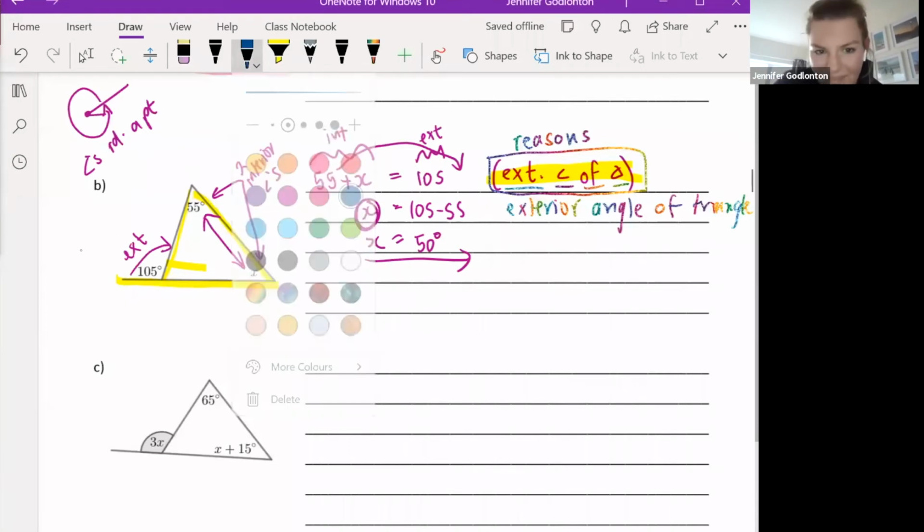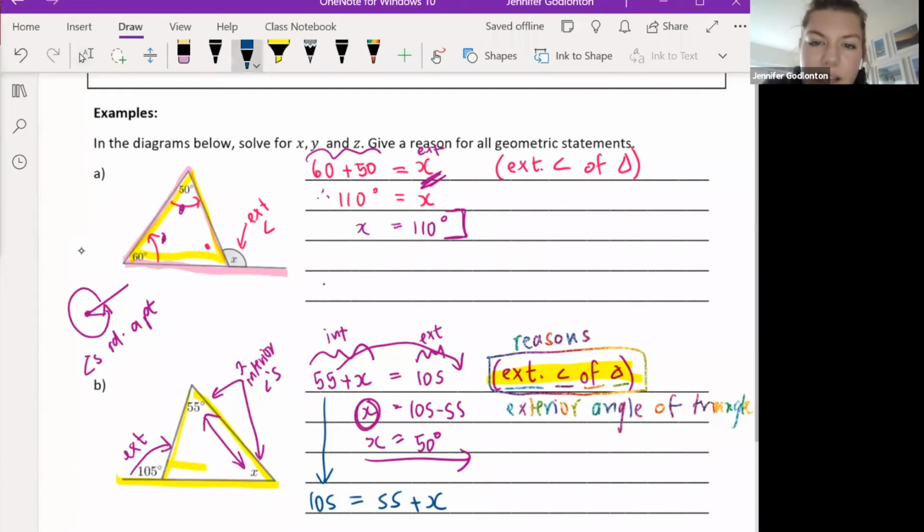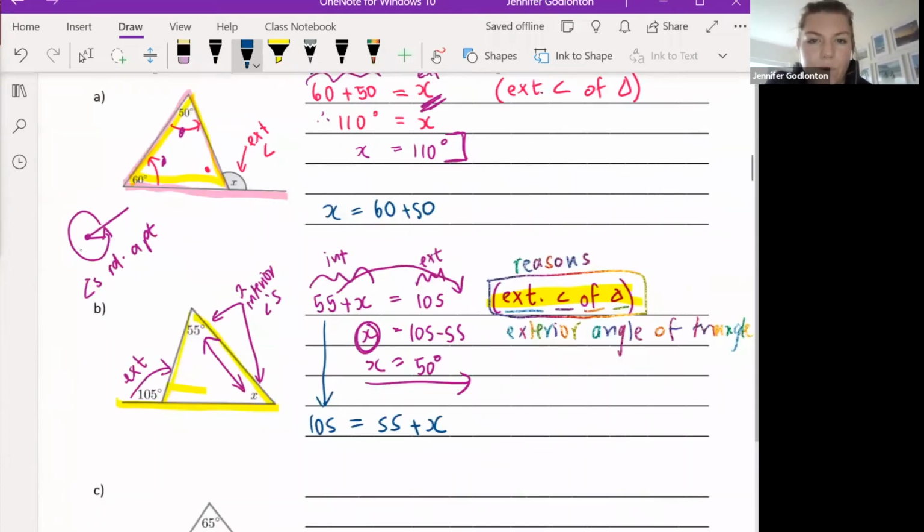Ma'am, I would like to ask, for example, in B, the 105 degrees is outside. So does it mean the ones that are inside must be before the equal sign? It doesn't matter. You could write it the other way around. You could also say the exterior angle is equal to the sum of the two interior angles. Whichever way you want to write it is okay. Even on A as well? Yeah, on A, you could also have written this as X is equal to 60 plus 50. Oh, okay, thank you. Sure.